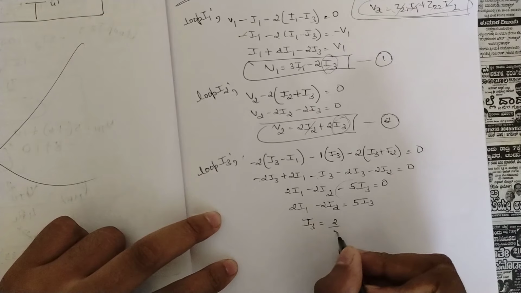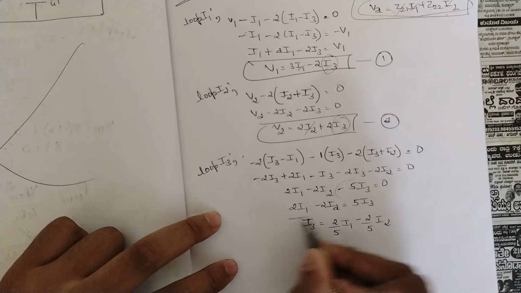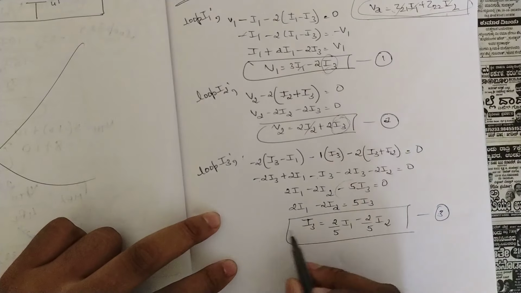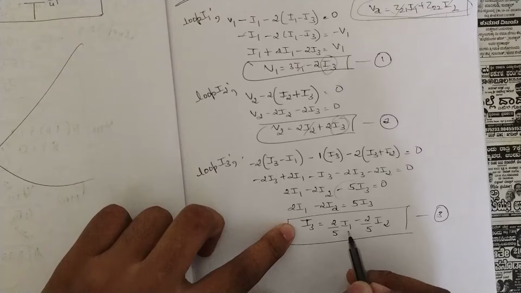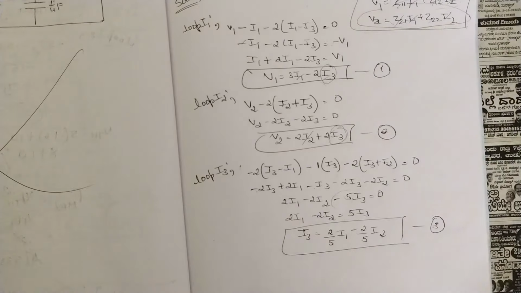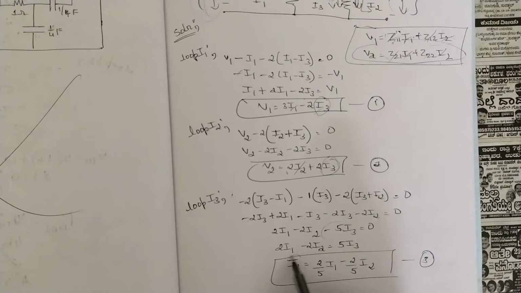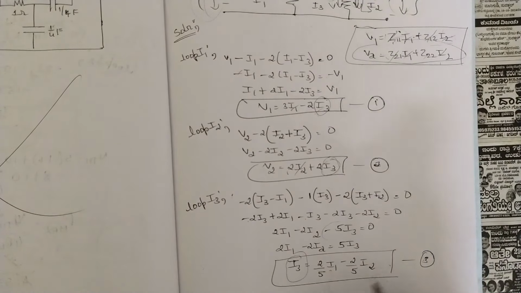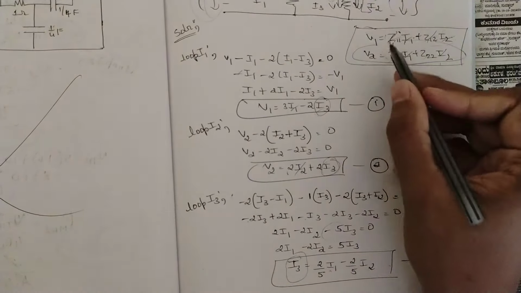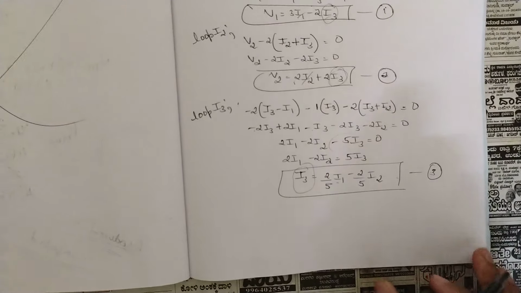So what we would be getting: 2 by 5 I1 minus 2 by 5 I2, right? That is our value of I3. Name it as equation 3. Now substitute this I3 in equation 1 as well as equation 2. After we substitute, we would be getting these two equations in terms of I1 and I2 only. Since the value of I3 is in terms of I1 and I2, substituting back gives us equations in terms of I1 and I2 only. From that, we can compare the coefficients Z11, Z12, Z21, Z22 and write the final answer. Right, so that is what we are doing.